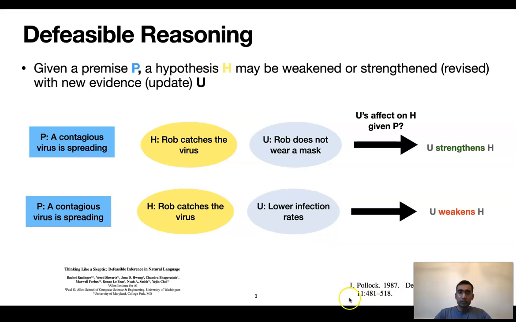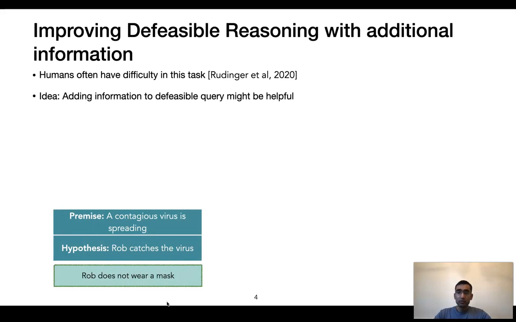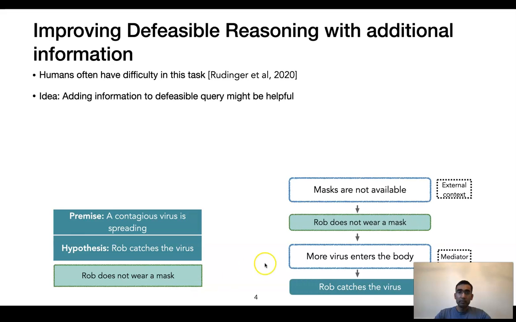The task itself is quite old, but last year, Rachel and others introduced a large dataset for this instance of defeasible reasoning. The basic idea is that humans find it difficult to solve this task. Can we add more information to each defeasible query to help this situation? For the given example, maybe there are two kinds of extra input that we can add. First would be a mediator that explains why the update affects the hypothesis in the way it does. And then there could be some external situations.